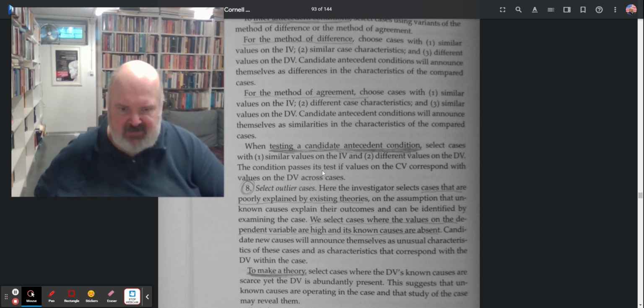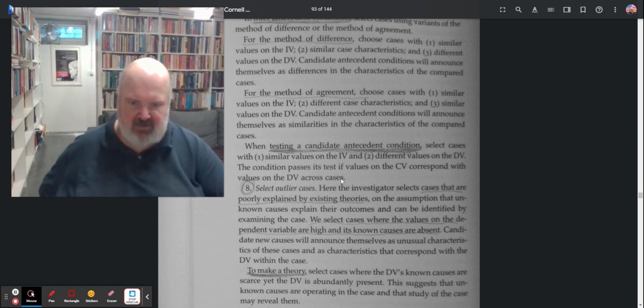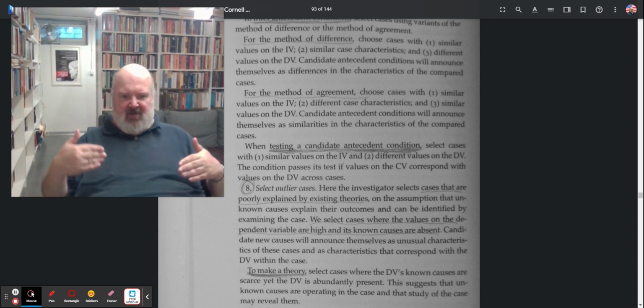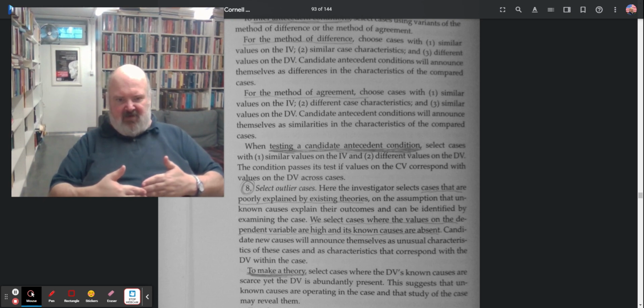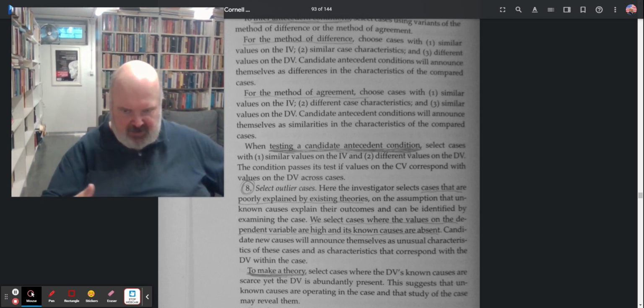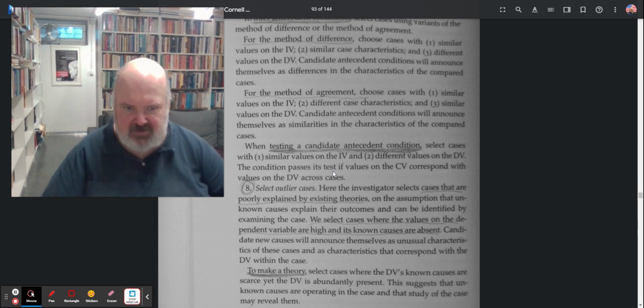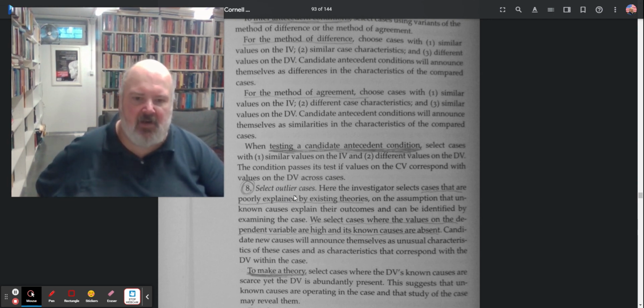If the condition passes the test, the values on the CV correspond with the values on the DV across cases. In other words, they need to correspond. They test if this and this correspond, and they pass. If the condition passes, the values of the CV correspond with the values of the dependent variable across cases, right? Yes, exactly.